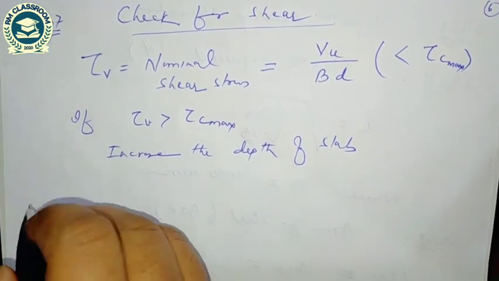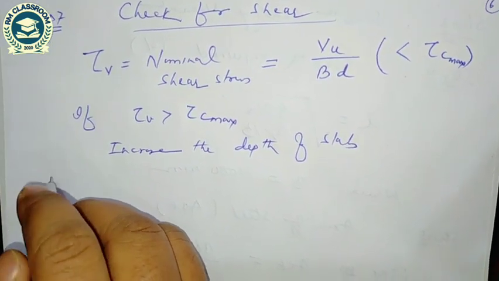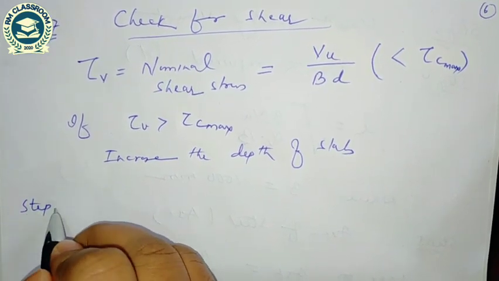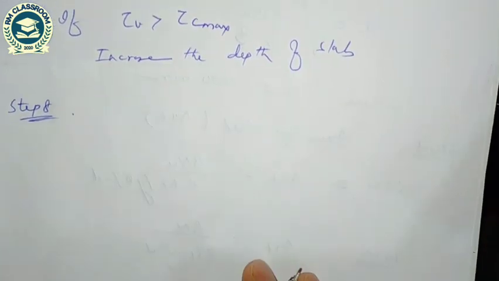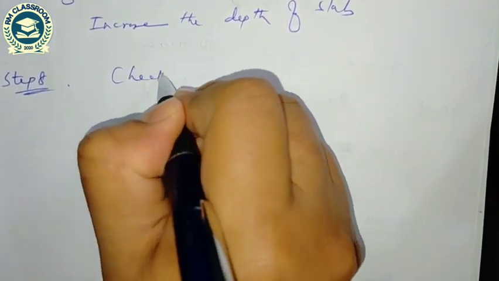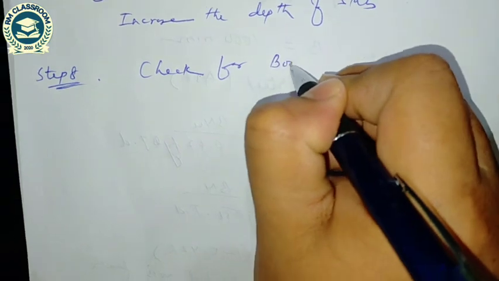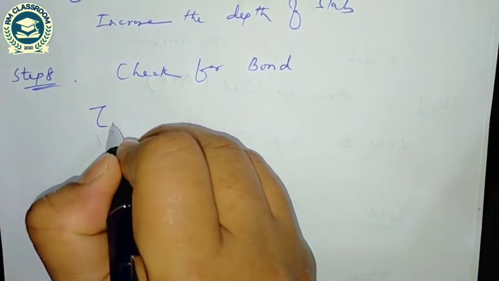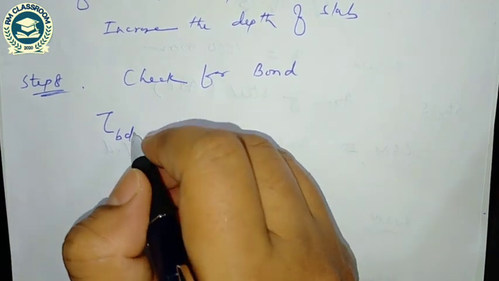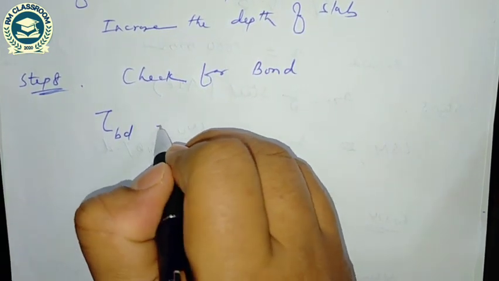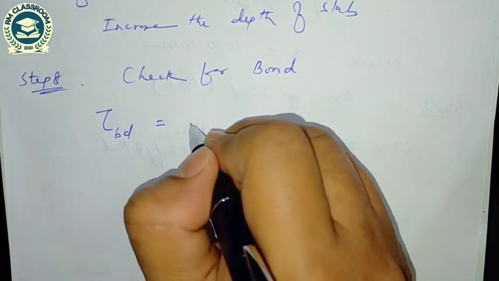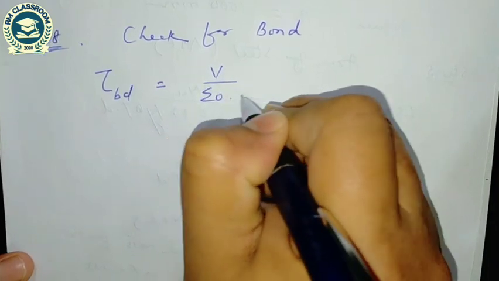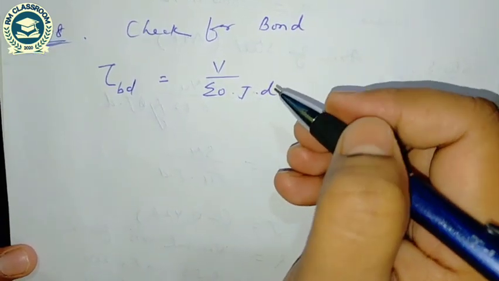the slab is revised. Now step 8, check for bond. So we know that tau BD, design bond shear stress, is V by summation of O into J into D.